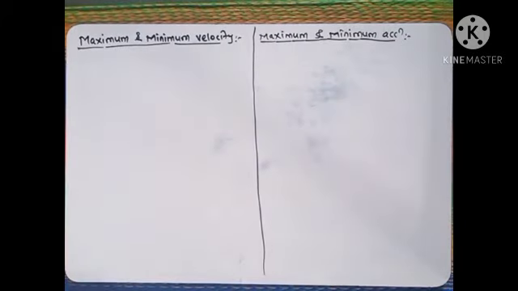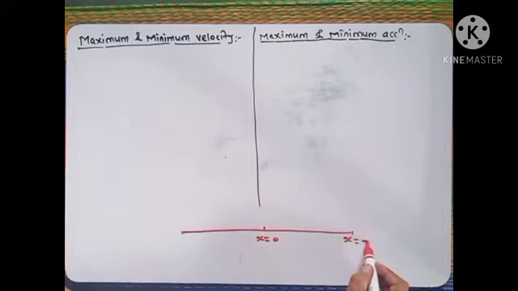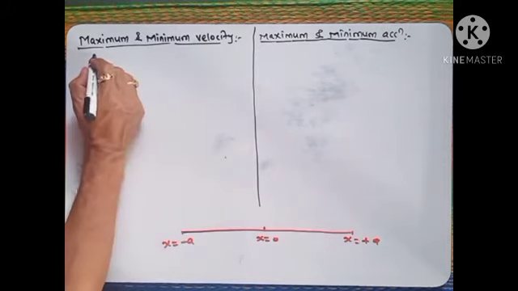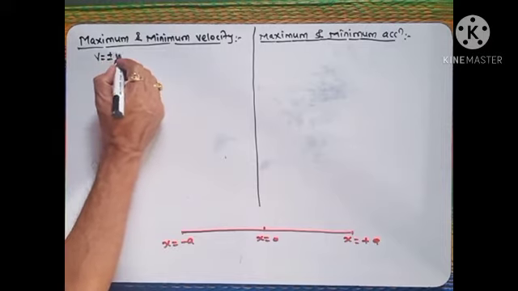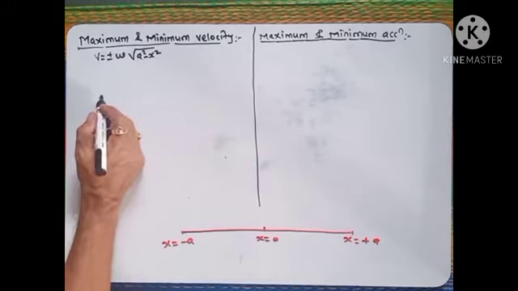See here. Suppose we consider SHM. Suppose I will draw here. Suppose this is the path of SHM. This is mean position x equal to 0, x equal to plus a, and here x equal to minus a. Now maximum and minimum velocity. You know the formula for velocity. v equal to plus or minus omega root a square minus x square.